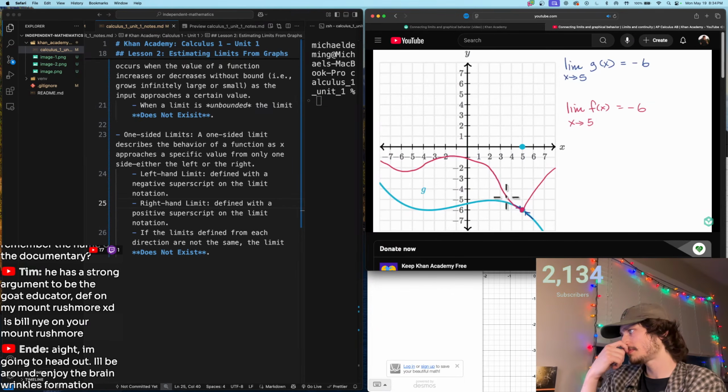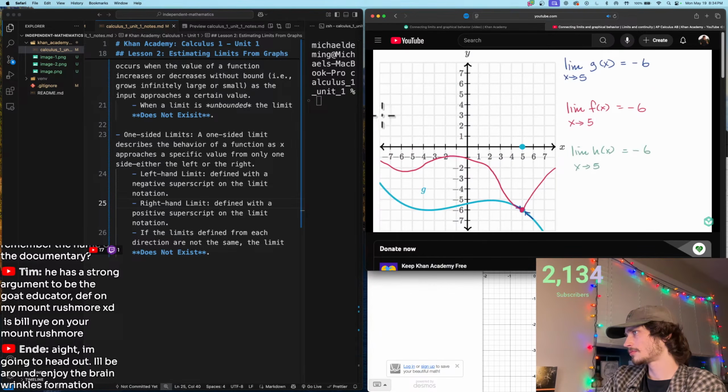As we approach from the left, we're approaching -6. As we approach from the right, we are approaching -6. You could have an absolute value function or just a linear-like function. Or let's say the limit, let's call it h of x, as x approaches 5 is equal to -6.